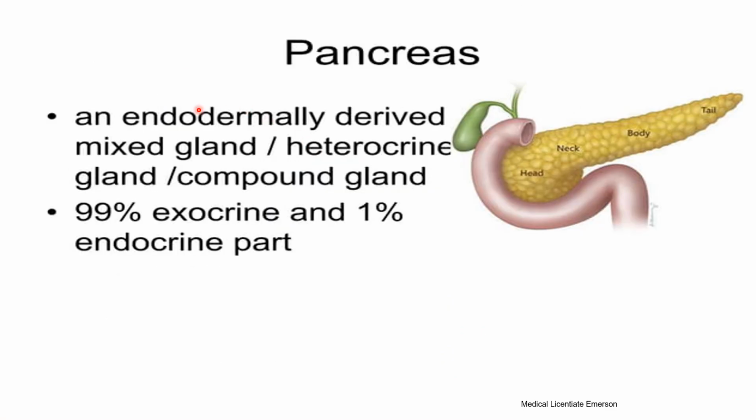So the pancreas is an endodermally derived mixed gland, or a heterocrine gland, or a compound gland. It is made up of 99% exocrine and 1% endocrine part. So meaning the pancreas is actually both an exocrine and endocrine organ.